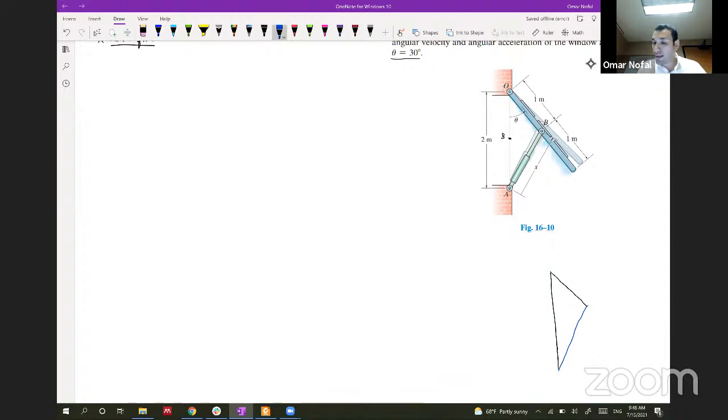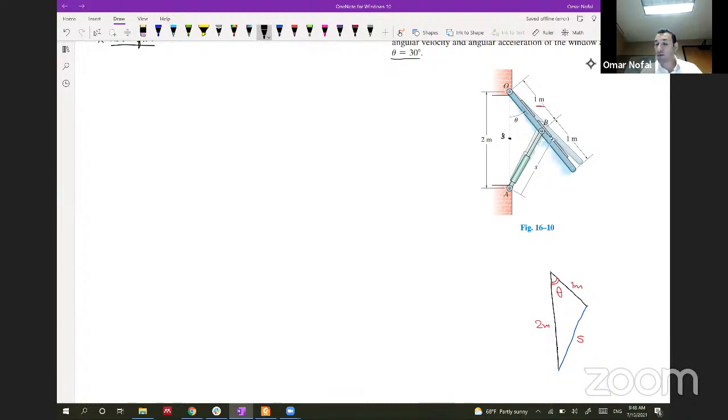So we know for sure that this distance is 1 meter and it will not change. But this distance will change, so we will put it as variable s, and this distance will not change and it will be 2 meters. And this angle will be changing with the changing of s, and this will be theta. So you can make a relationship between s and theta. As s increases, theta will increase. So let's make this relationship.